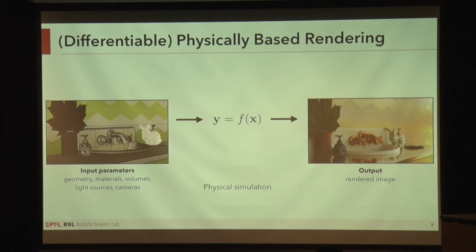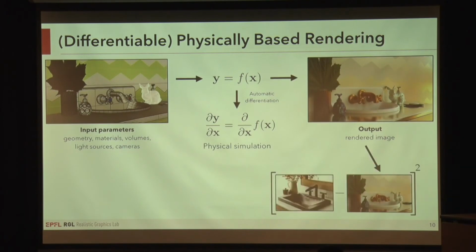And one interesting question that you can ask yourself is, can I compute a derivative of this function? So, in that case, I want to know how does the output image change if I wiggle around some of the input parameters? That's a reasonable thing to ask. But then we also need to use it to do something. So we need to specify a goal. What do we actually want to use these derivatives for?